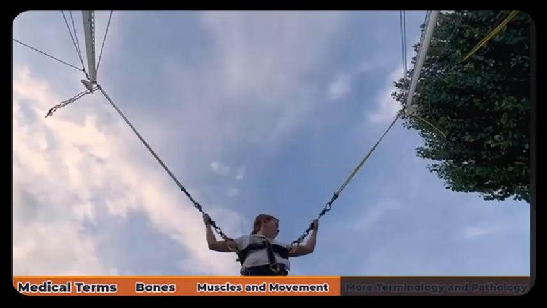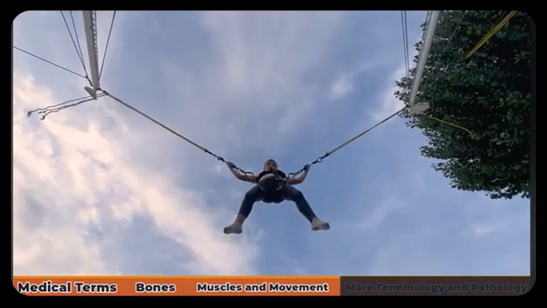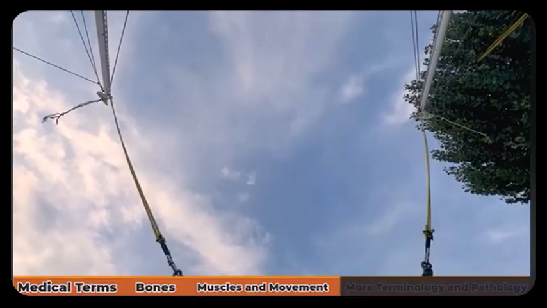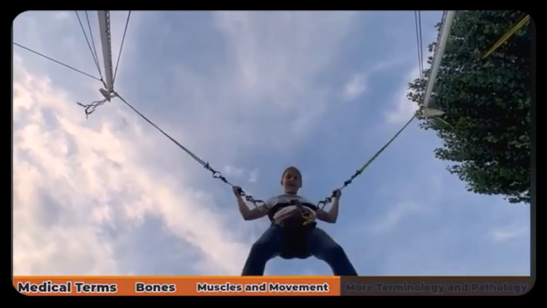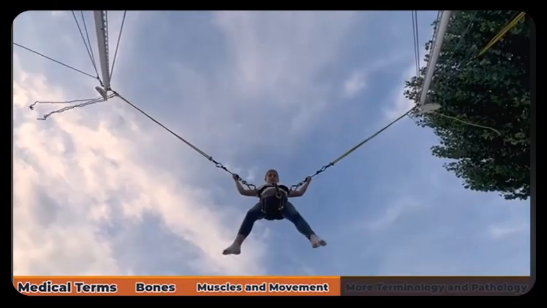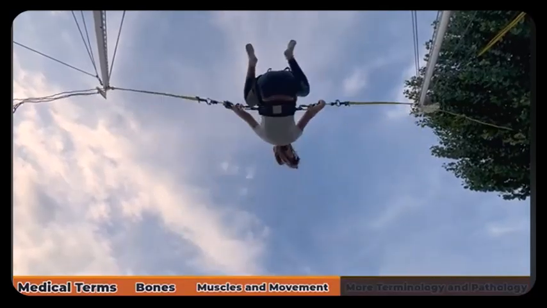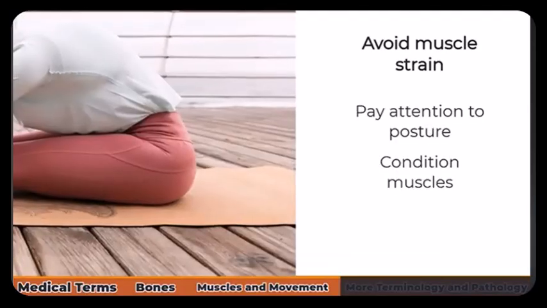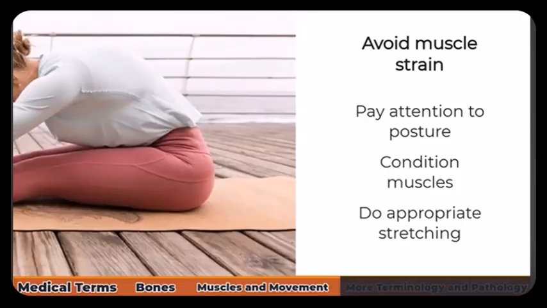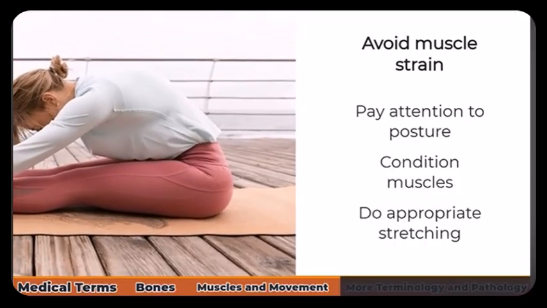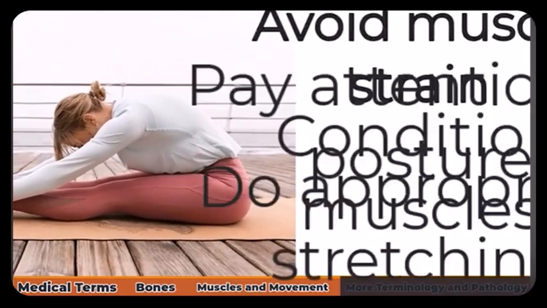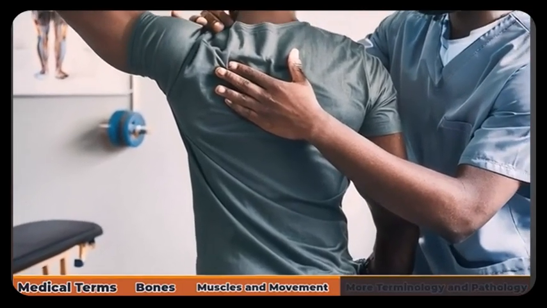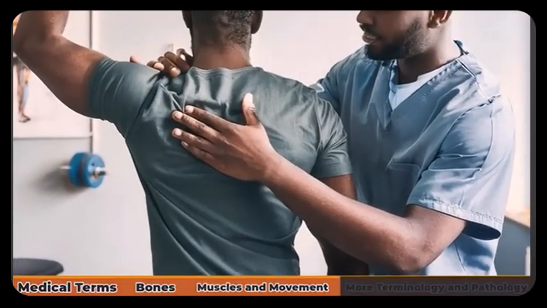Think about a bungee cord. When you initially stretch it, it easily returns back to its original form, but over time it loses elasticity. Before you know it, you jerk on it too hard and it pops you because the fibres have pulled apart. Avoid muscle strain by paying attention to posture, conditioning your muscles, and doing appropriate stretching and warm-ups. Depending on the severity, a strained muscle could take weeks to heal and even need physical therapy. So take it easy.